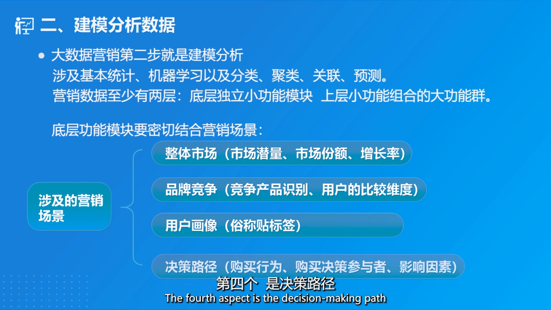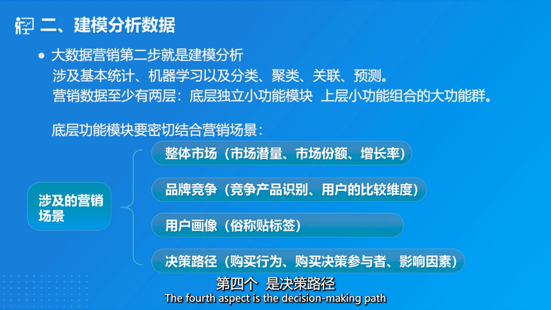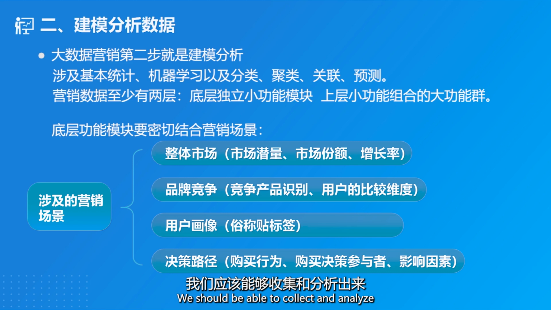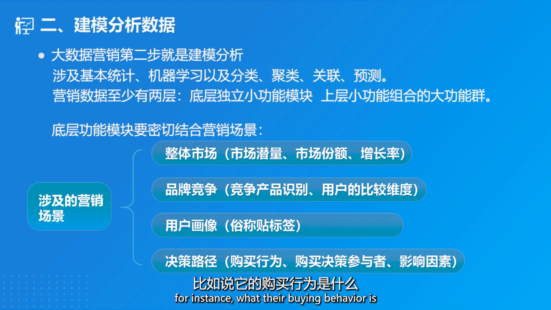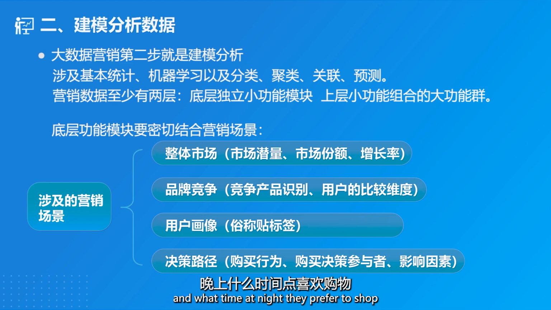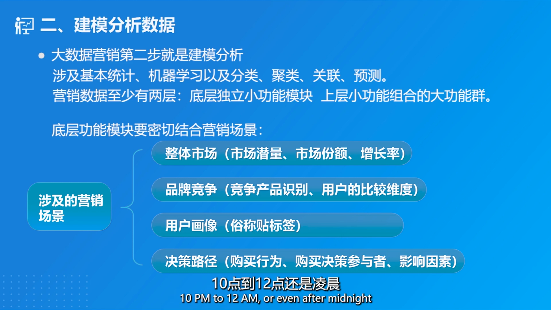The fourth aspect is the decision-making path, which refers to the user's decision-making journey. We should be able to collect and analyze, for instance, what their buying behavior is, whether they prefer shopping during the day or at night, and what time at night they prefer to shop, between 9 to 10 p.m. or later into the night, 10 p.m. to 12 a.m., or even after midnight.